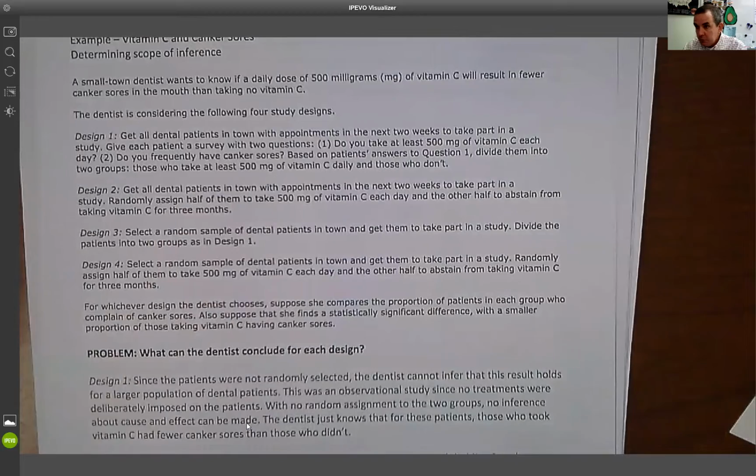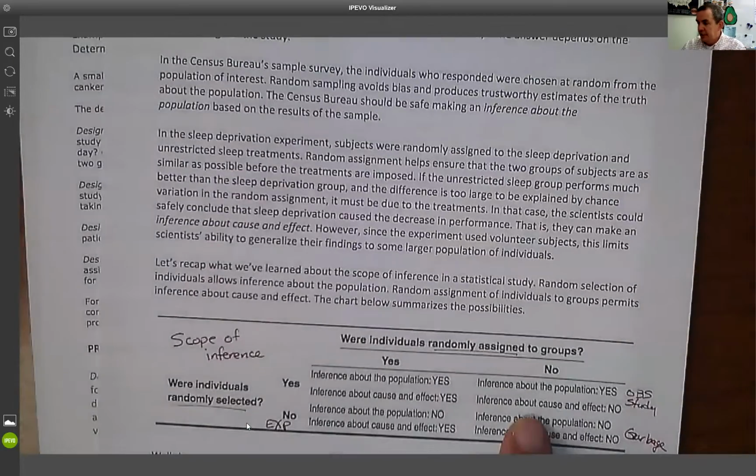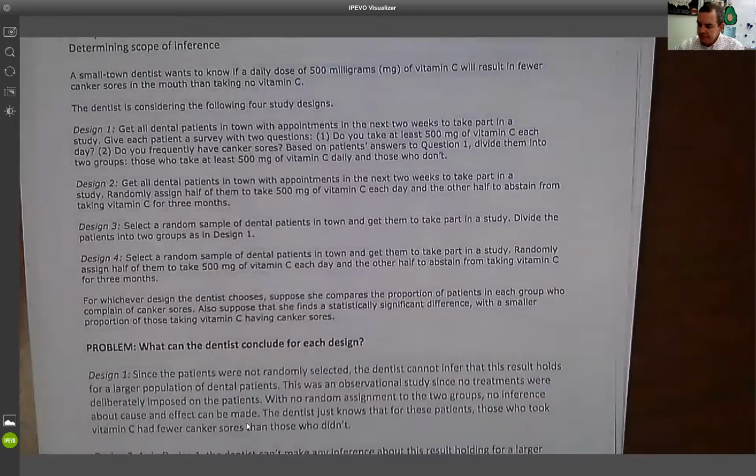Design 2, get all dental patients in town with appointments in the next 2 weeks to take part in a study, randomly assign half of them to take 500 milligrams of vitamin C each day, and the other half to abstain. For 3 months, measure the canker sores. This is an experiment. The first one was here in the bottom right corner. This one's down here, running an experiment.